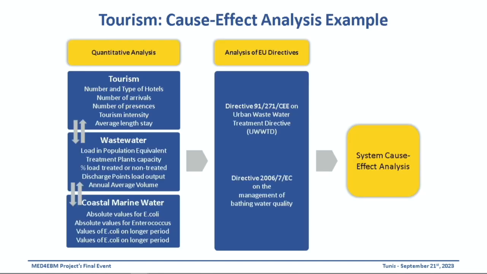So what we actually did, this is just an example of our system cost-effect analysis. We performed a quantitative analysis by selecting some of the 87 indicators that we implemented within the system. And these indicators would help us assess the components that are involved in the analysis. So for tourism, we have number of arrivals, number of presences, intensity, and many others. For the wastewaters, we tried to assess the general state of the wastewater treatment plants. And for coastal marine waters, we tried to stick with the rules of the European directives concerning the values for Enterococcus and E. coli. Again, we studied the European directives and we put all these analyses in the report.